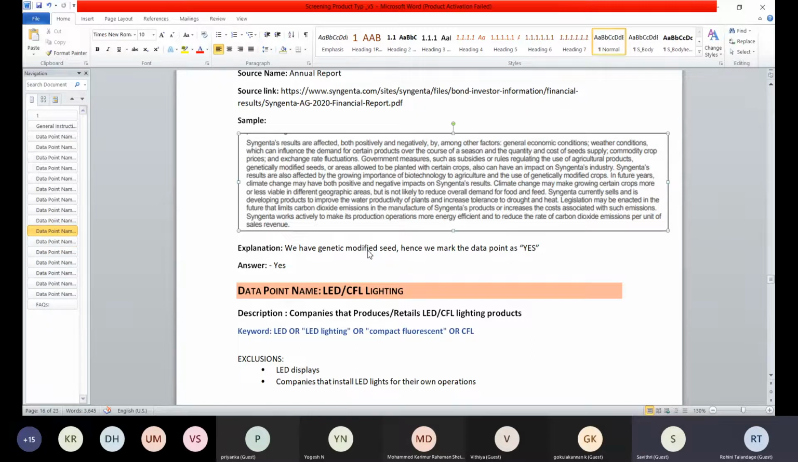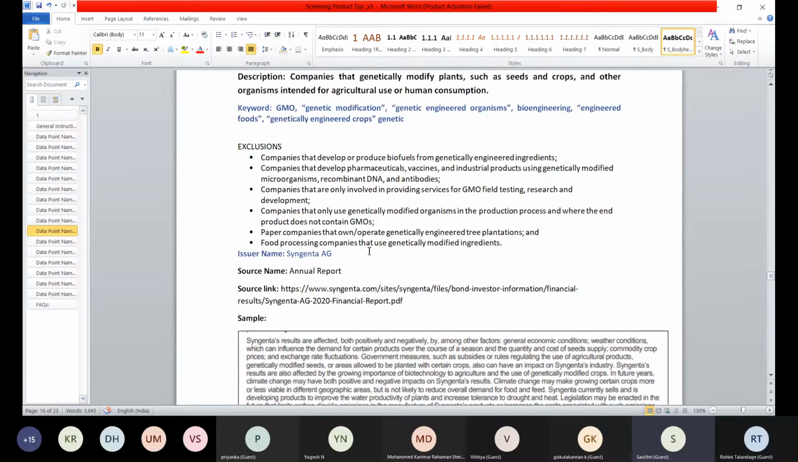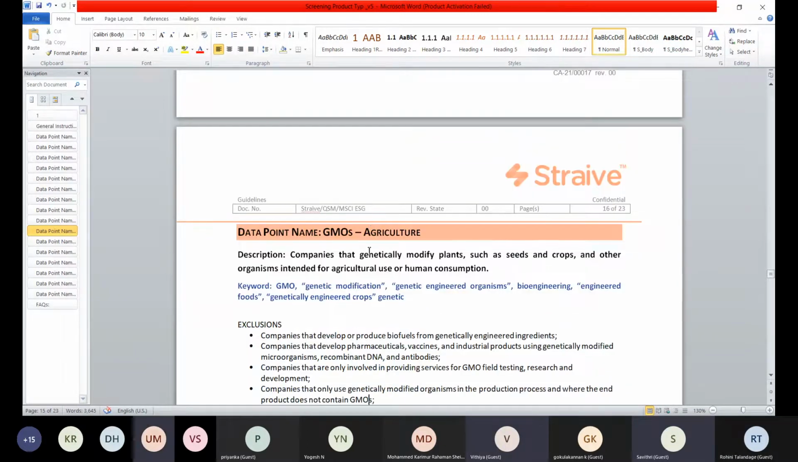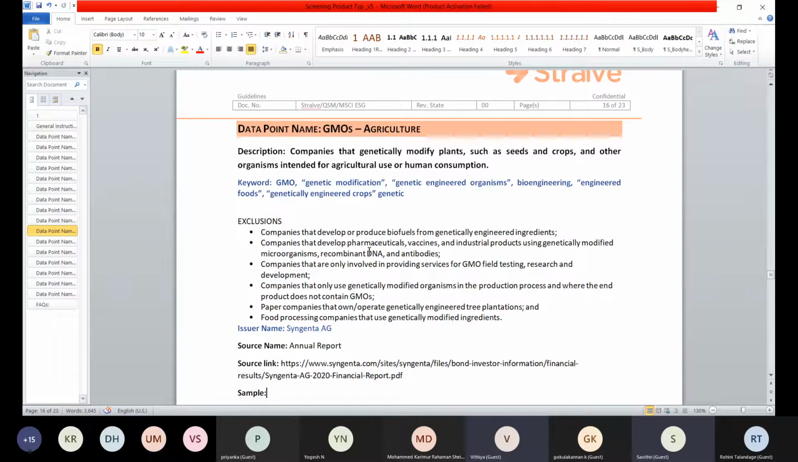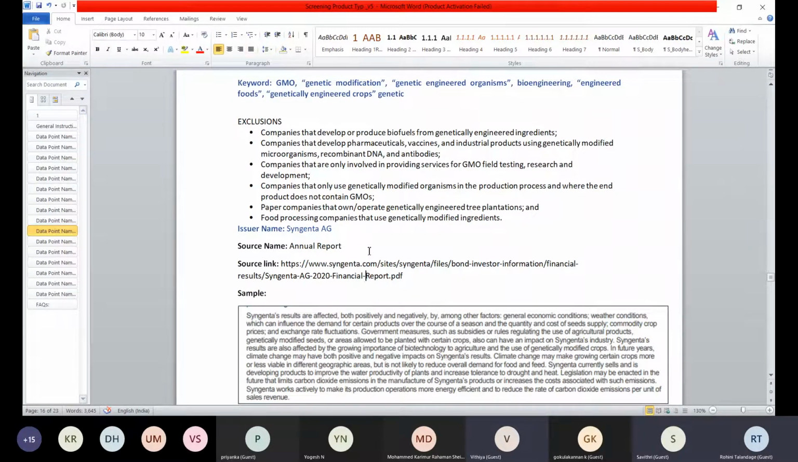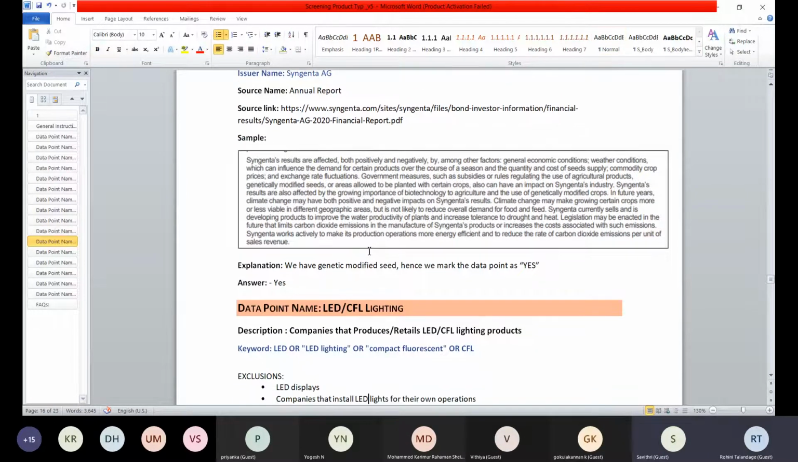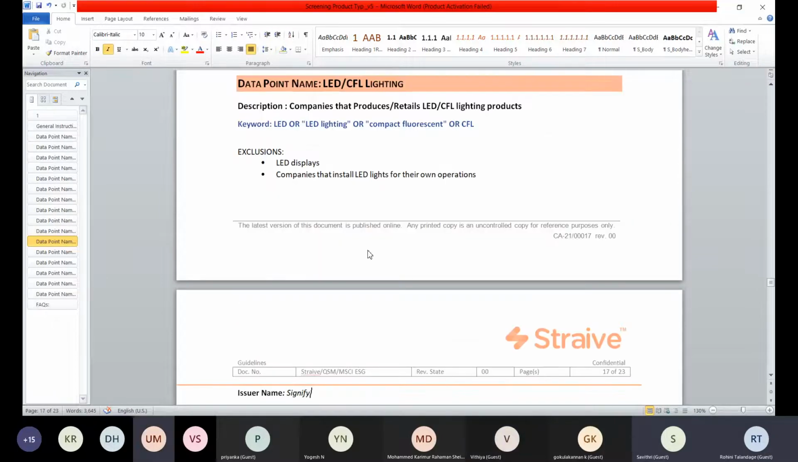Any doubt in this data point? Ma'am, this data point is only particularly regarding agricultural products, like plants, those things? Yes. Okay. Any doubt in this or we can go? No, ma'am.